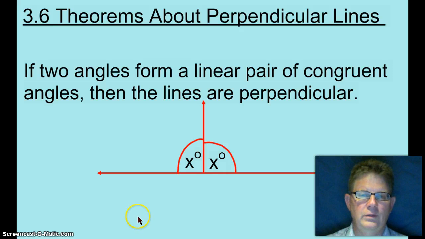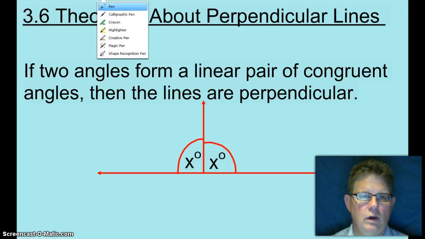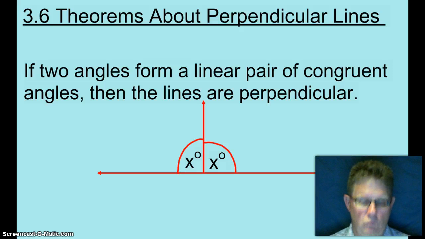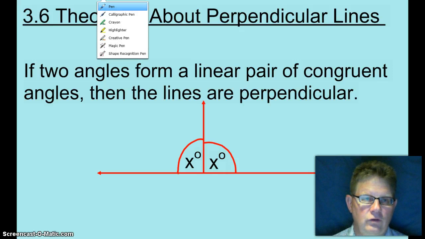If two angles form a linear pair of congruent angles, then the lines are perpendicular. I'm not going to spend a lot of time on a two-column proof to show you how this theorem works. Instead, I'd just like to walk through exactly what's going on here and leave it at that.